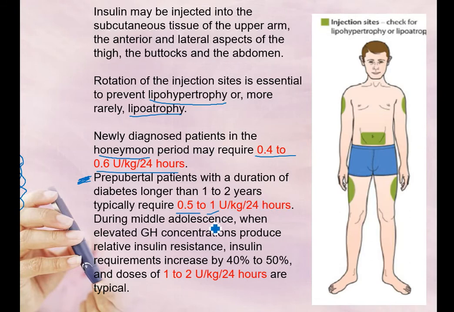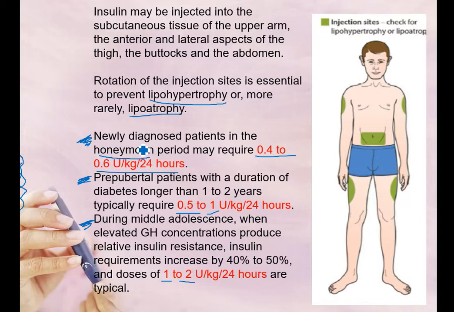During middle adolescence, when elevated growth hormone concentration produces relative insulin resistance, insulin requirement increases by 40 to 50%, and doses of 1 to 2 units per kg per 24 hours are typical. So there are 3 doses for the patient.